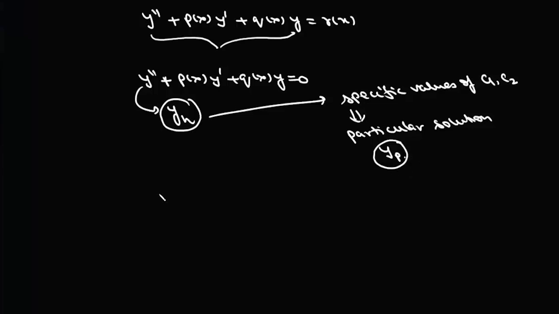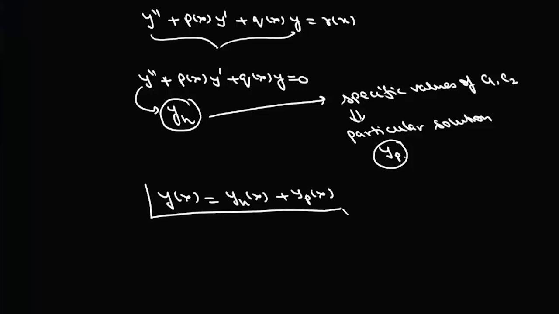Then the general solution to this equation, y(x), will be given by yh(x) + yp(x). So this is how we solve a non-homogeneous linear differential equation of second order. Now there are several ways to find it, and the first one is called solution by undetermined coefficients.